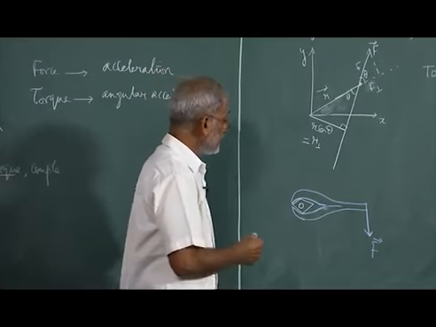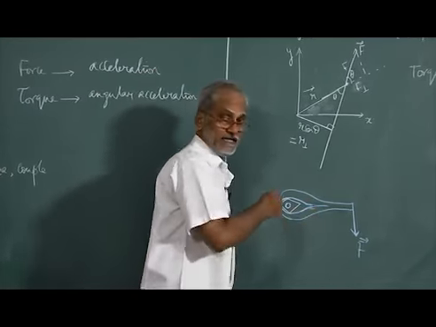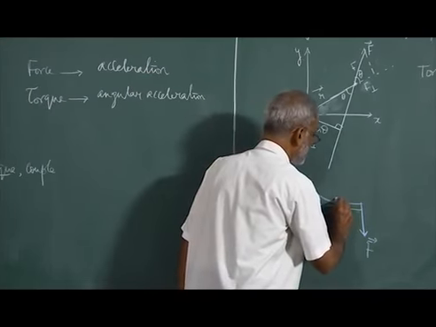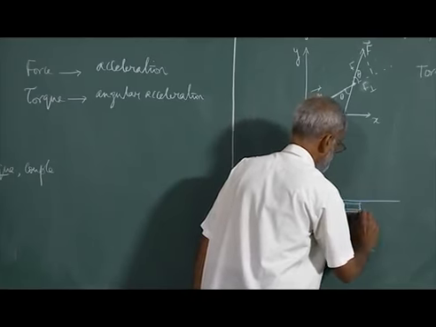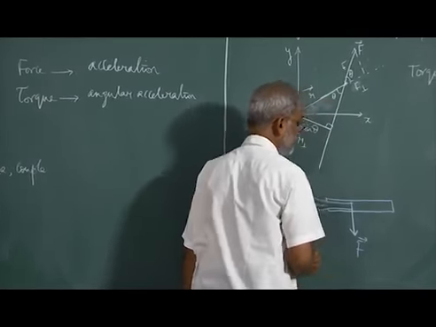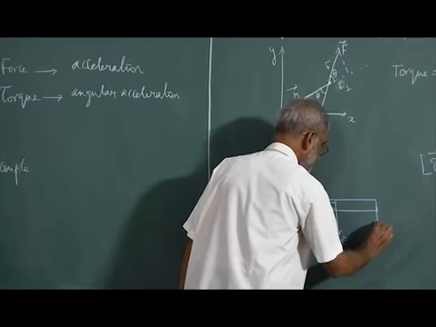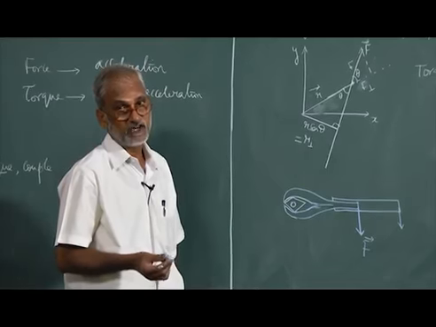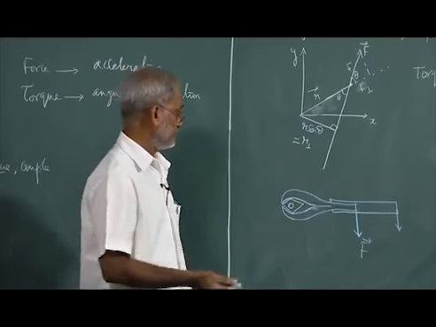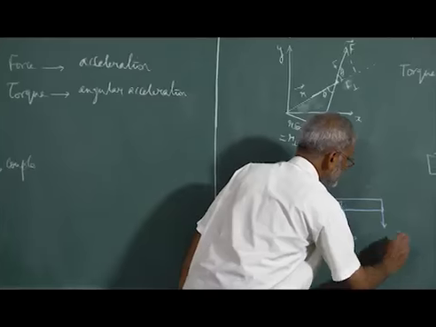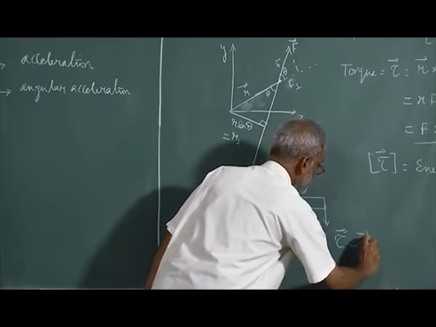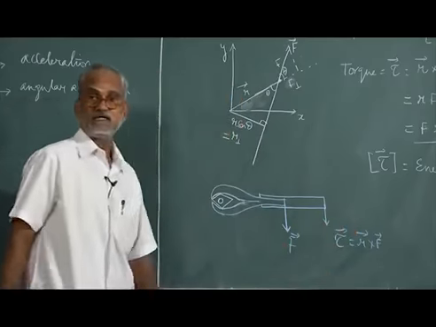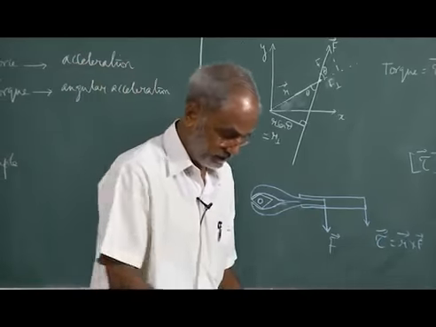If I want to do it in an easy way, what I need to do is slide a pipe of considerable length over the spanner, then I apply the force. Even less force is sufficient because tau is r cross F. Since I am increasing r, if I have a long arm, even less force is sufficient, right.